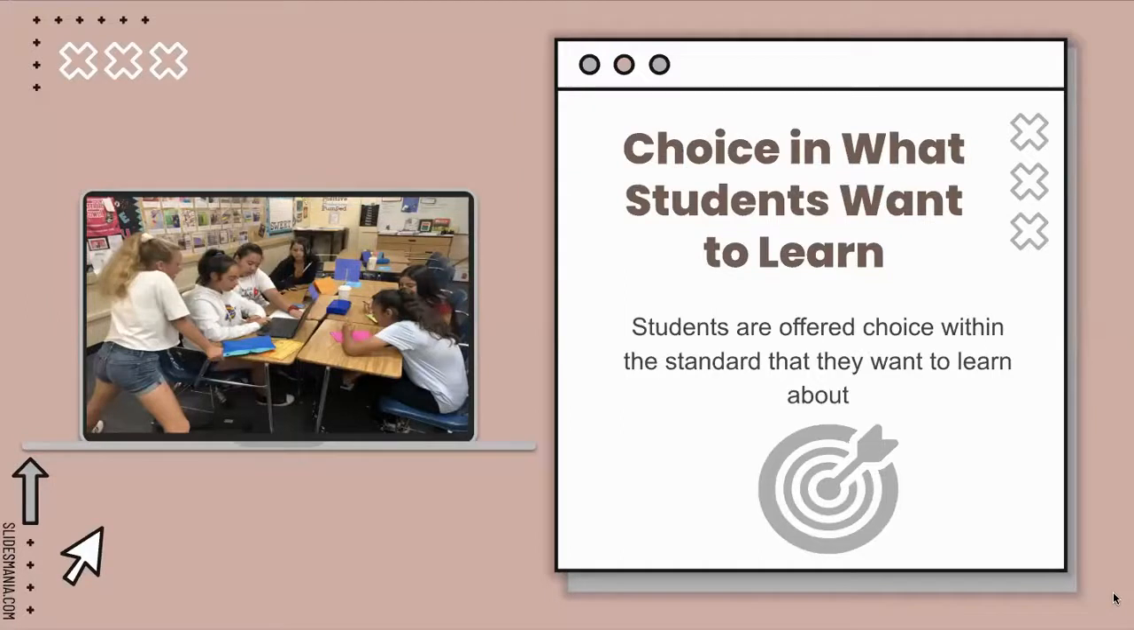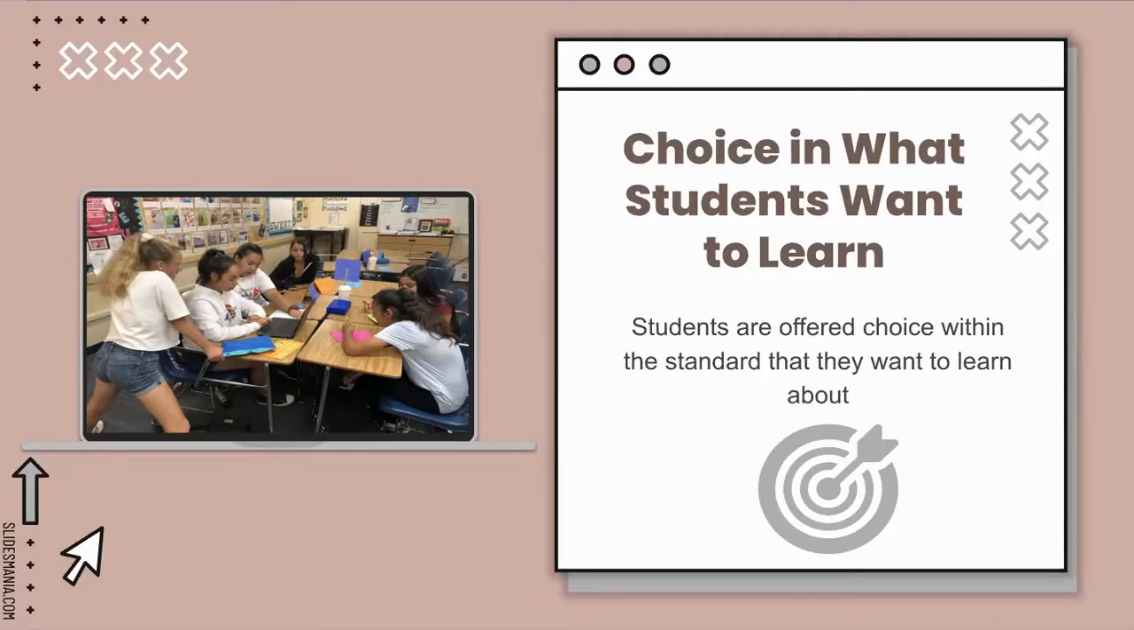Next, we're going to go into choice in what students want to learn. So students are offered choice within the standard about what they want to learn about. I always go back to my own teaching experience when I talk about this one, because for years and years, we were teaching about different types of animals and adaptations. And for some reason, we always chose penguins. That was our theme. That was the one we hit. So everyone on our team taught about penguins.